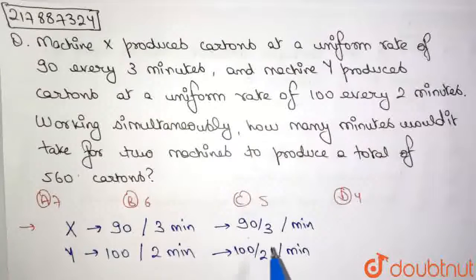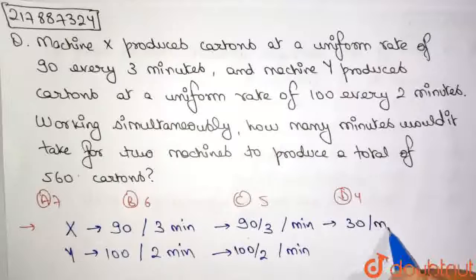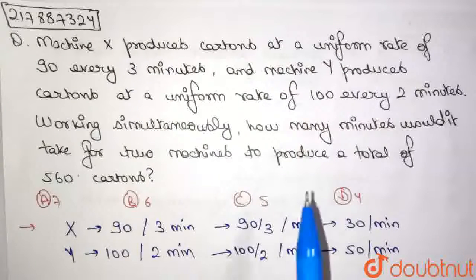And if I simplify these, 90 by 3 is equal to 30 per minute, and 100 by 2 is equal to 50 per minute, right? So I have the production of X as 30 per minute, I have the production of Y as 50 per minute, right? Now the question has been asked that working simultaneously, that means these both machines are working together.